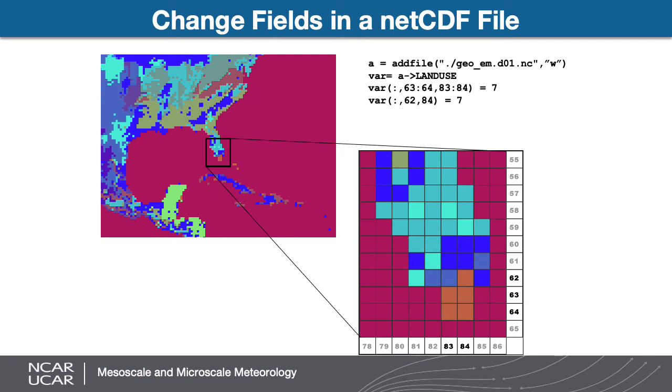So we're going to start out by reading the 4 bottom grid cells. Because they're in a square, we can read them out of the array. So 63 to 64 and 83 to 84. And we're going to set those to 7, which will match the blues around it. And then also we're going to get this last upper right orange square directly, 62, 84, and we're going to set that equal to 7. And then we're going to write that back out to land use. And then if we were to view this file again, it would look like this.